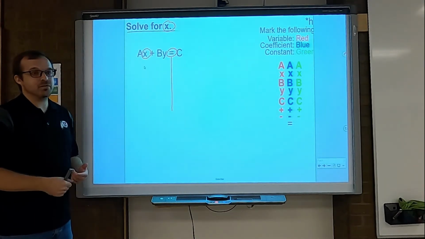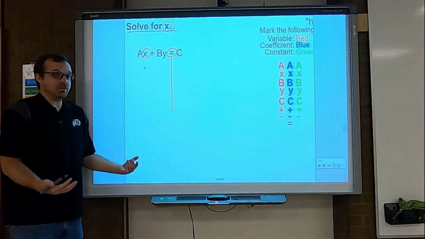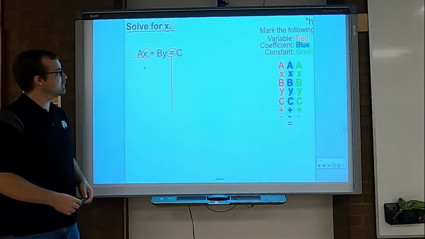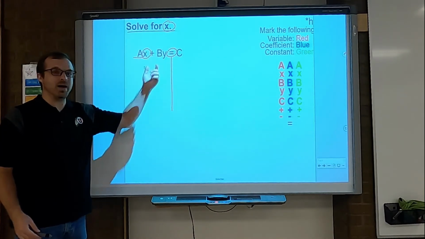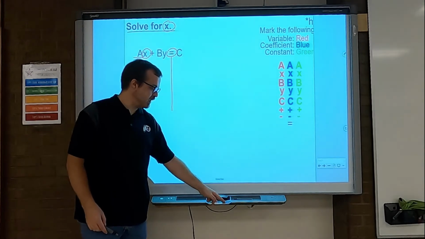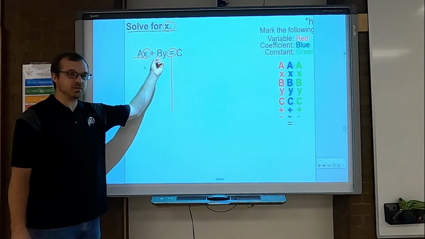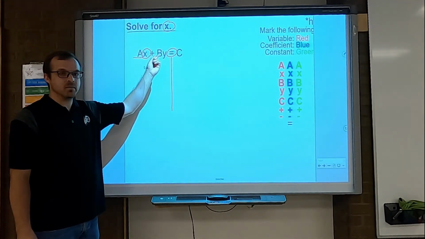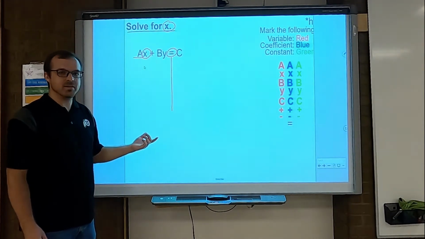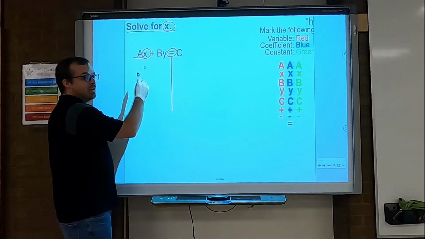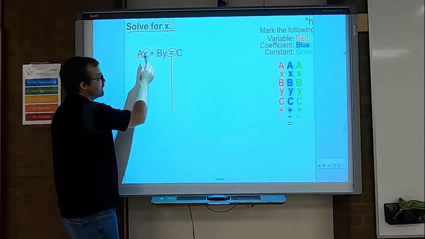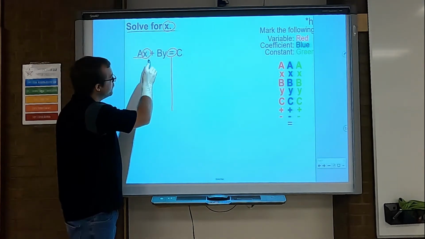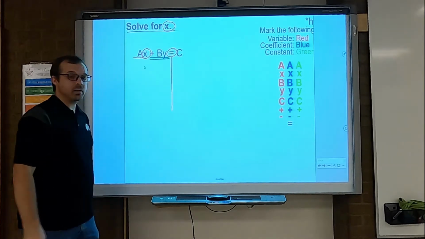All right, now let's go and identify our coefficient. Is anything touching x? Well, yeah. A is touching x. That makes it a coefficient. Okay? And then we also have this by. Now, this is where students start to get confused. Are they both coefficients? No. Are they both constants? Yes. Because they're on the same side as the variable that we're solving for, but they're not touching x. So both of these right here are a constant.